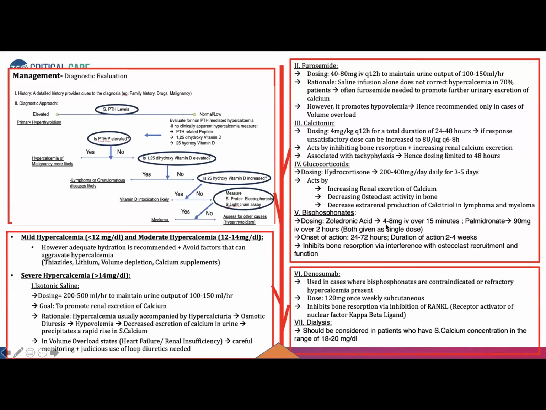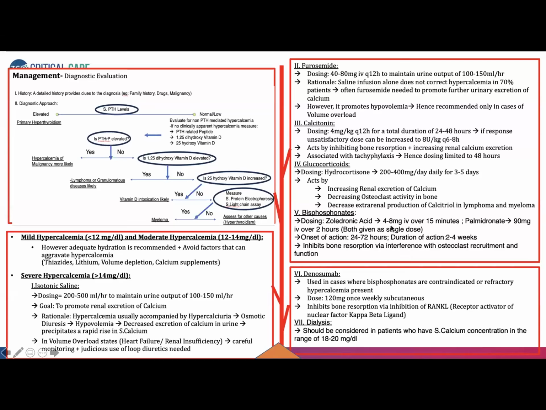hypercalcemia, malignant hypercalcemia, zoledronic acid and pamidronate. So, but the onset of action is going to be too late, 24 to 72 hours, but the duration of action will be 2 to 4 weeks. So it can be kind of given at an intermittent period.